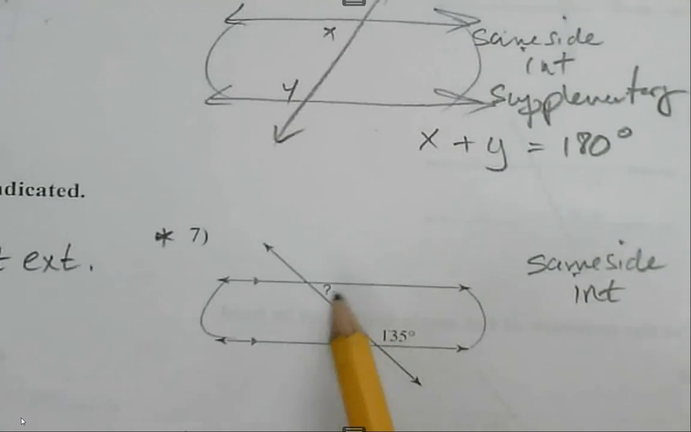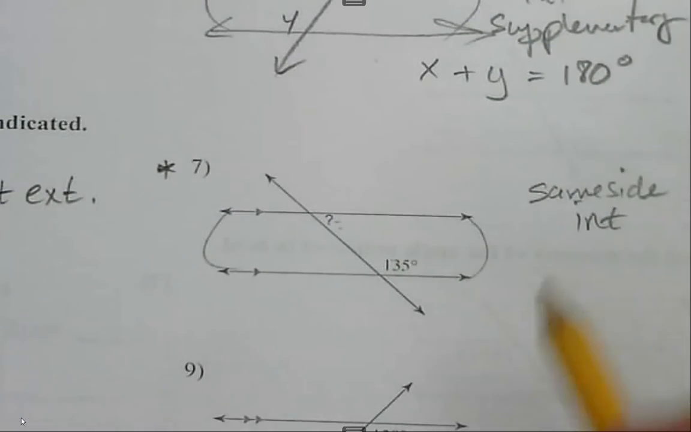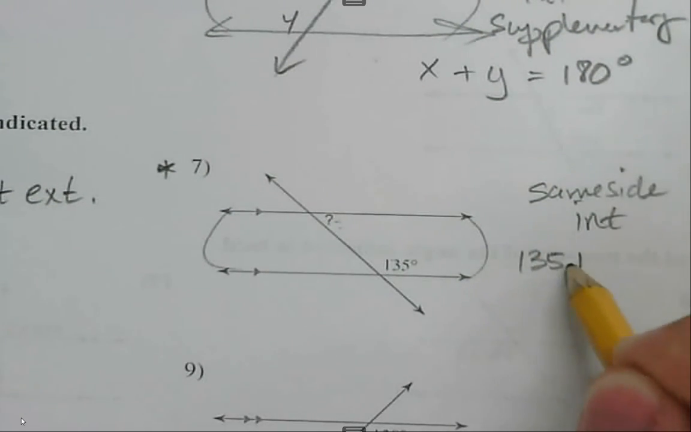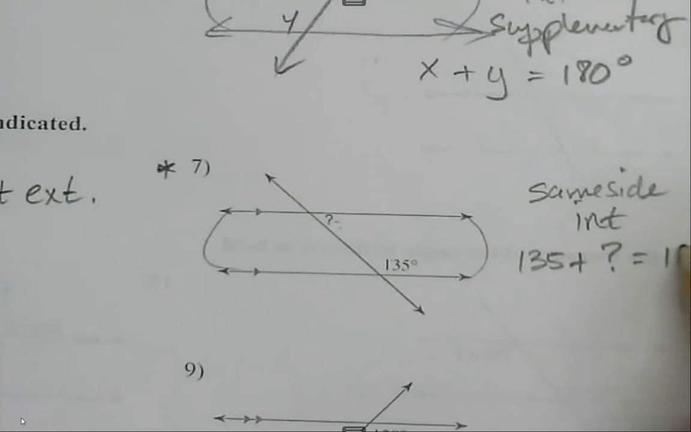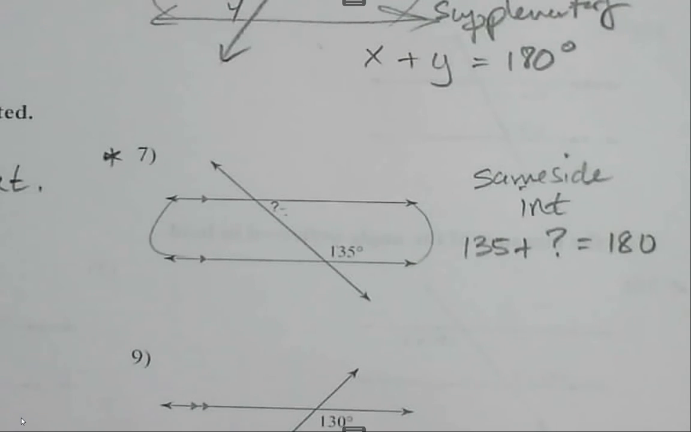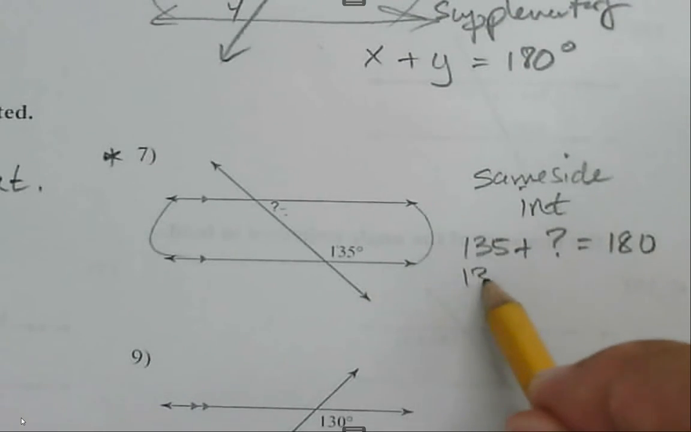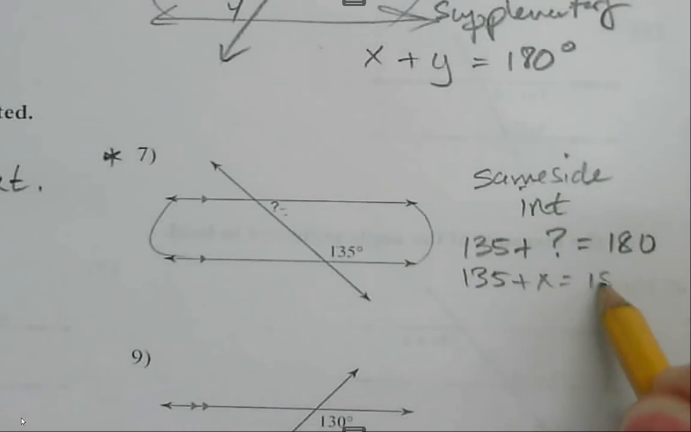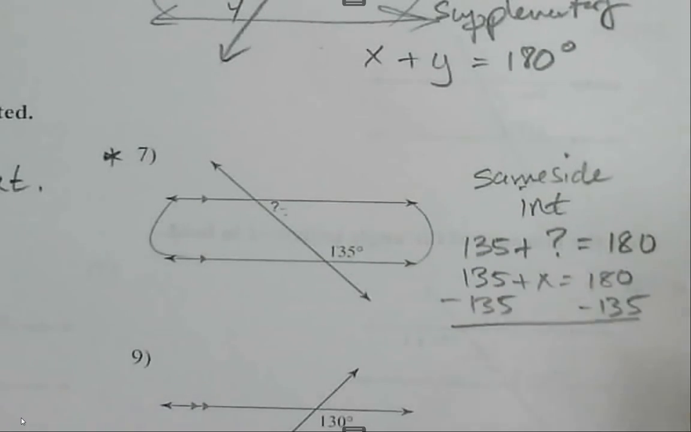So in order to find this question mark right here, I've got to take 135 plus a question mark equals 180. Well, what plus 135 equals 180? And if I need to, I can replace that with a variable. I could say 135 plus x equals 180. And then that tells me I need to subtract 135 from 180. If I subtract 135 from 180, I'm going to get 45 degrees. So the question mark is 45 degrees. All right, looks simple enough, right?